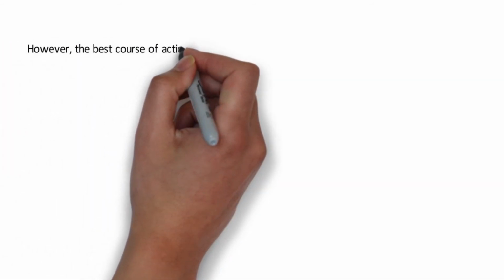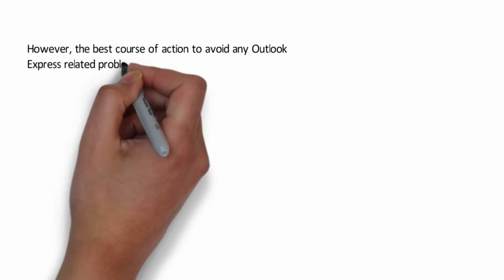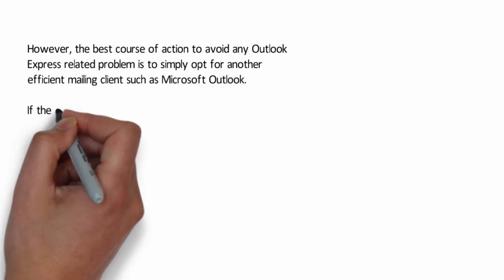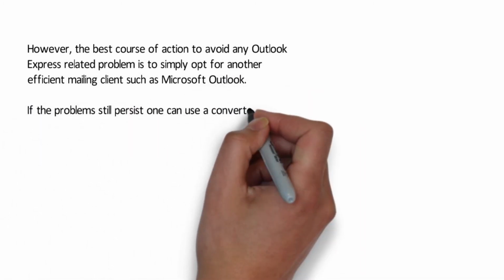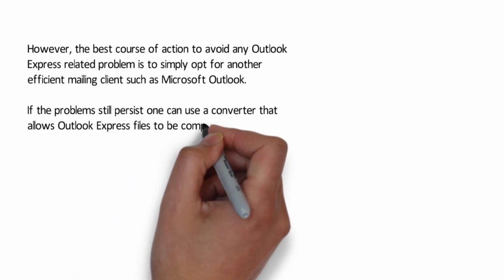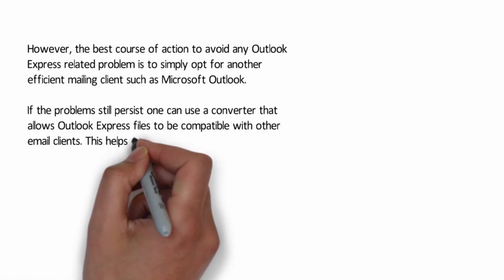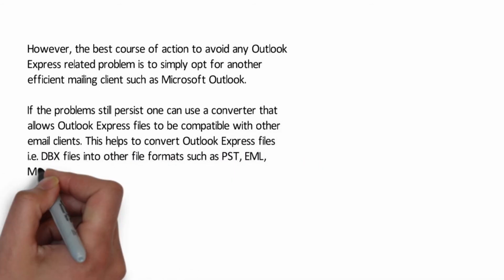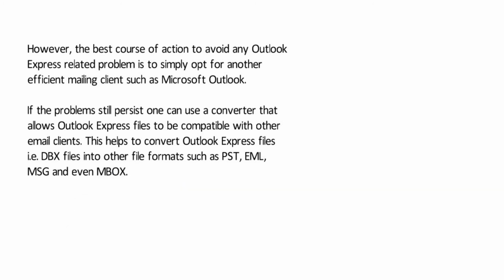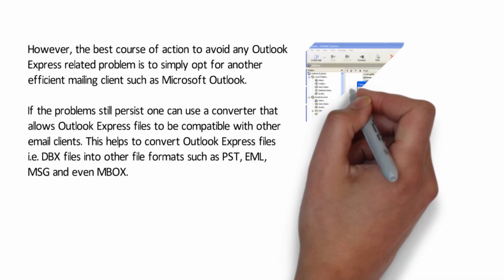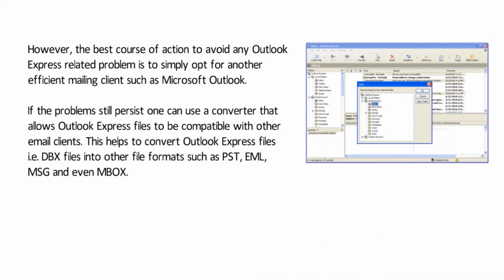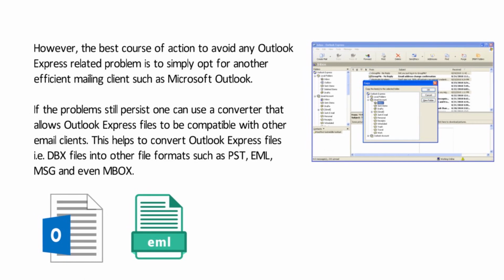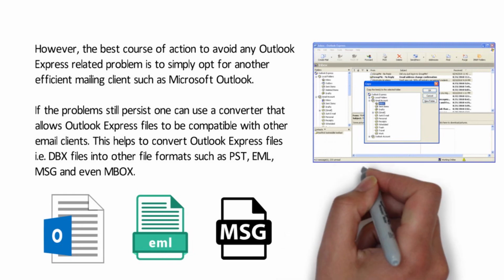However, the best course of action to avoid any Outlook Express related problem is to simply opt for another efficient mailing client such as Microsoft Outlook. If the problem still persists, one can use a converter that allows Outlook Express files to be compatible with other email clients. This helps to convert Outlook Express files, that is DBX files, into other file formats such as PST, EML, MSG and even Mbox.